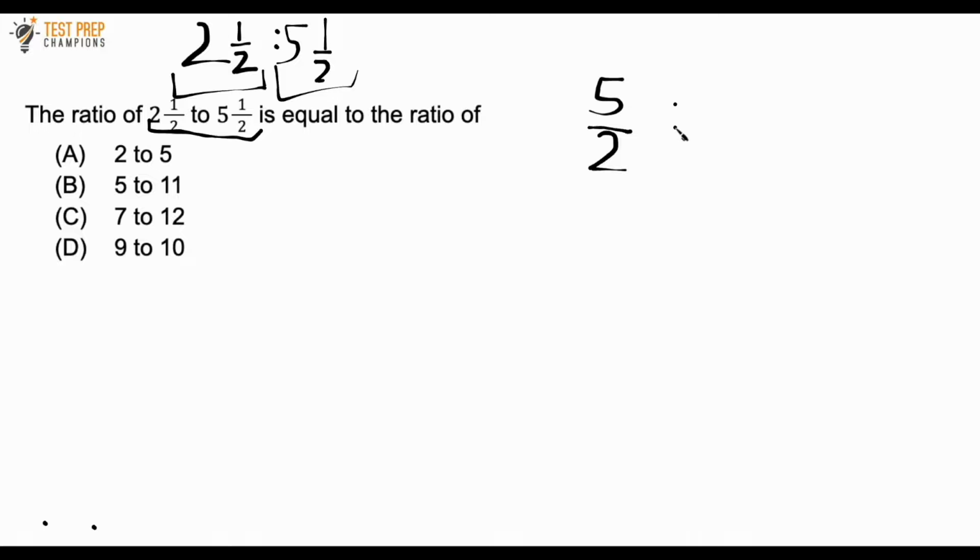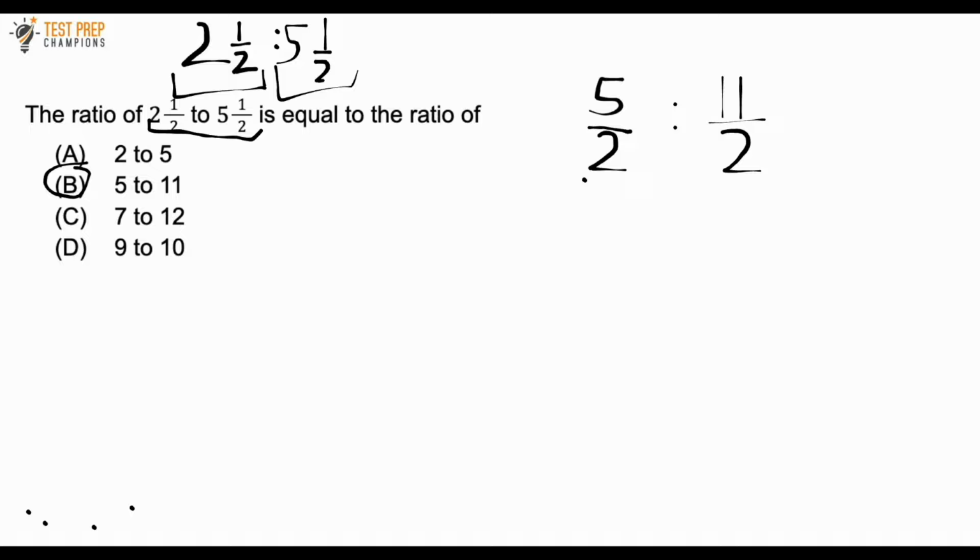Now I can do a similar process with this 5 1/2. I convert this 5 1/2 to an improper fraction by keeping the denominator the same, right? So we see that the denominator is 2 here. So in my improper fraction, I put a 2 down here in my denominator. Now the top number of the improper fraction, the way that I get that is by doing 2 times 5 plus 1. So 2 times 5 is 10 plus 1 is 11. So I have 5 over 2 to 11 over 2. So if I multiply both sides of the ratio by 2, I will end up with 5 to 11.